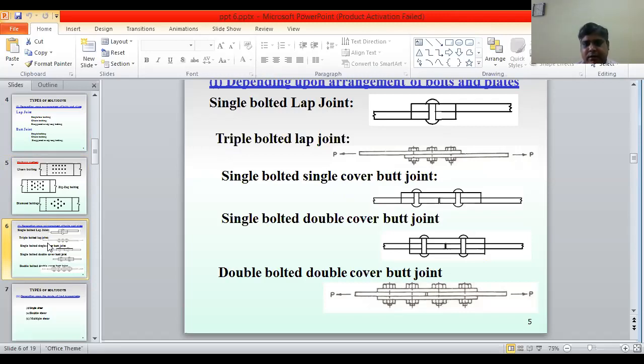Single bolted, double cover butt joint. That means you can provide plates on the upper portion and lower portion, both sides. But in single cover, we provide a plate in only one direction, that means upward, not downward. In single bolted, double cover butt joint, we have provided both top and bottom plates, and bolting is provided. Double bolted, double cover butt joint. This shows the double bolted, double cover butt joint.